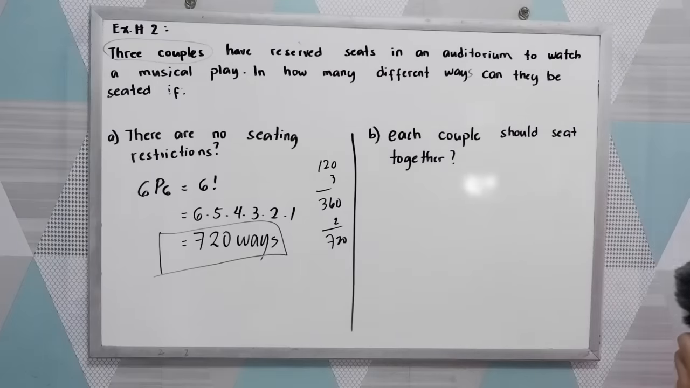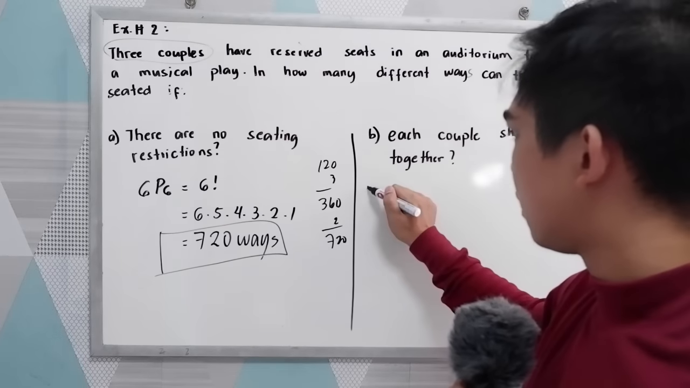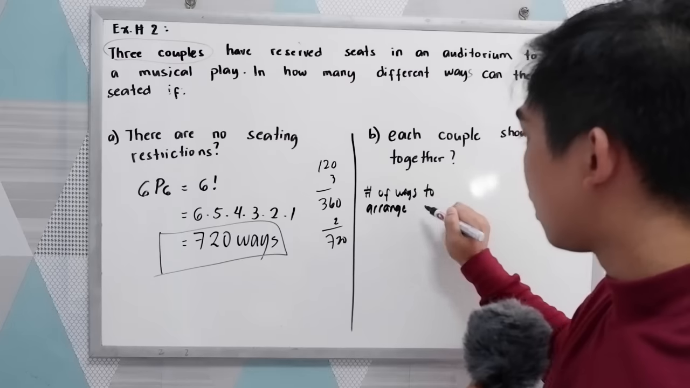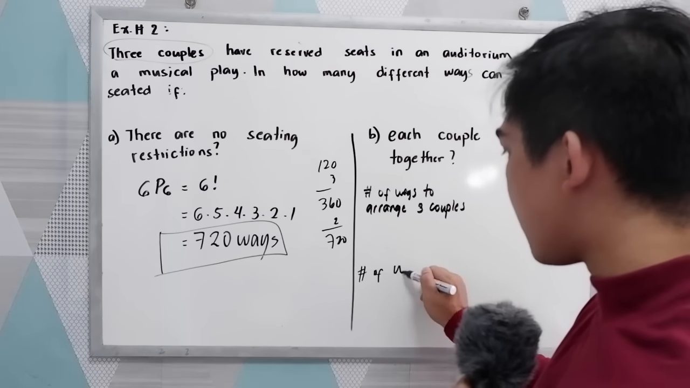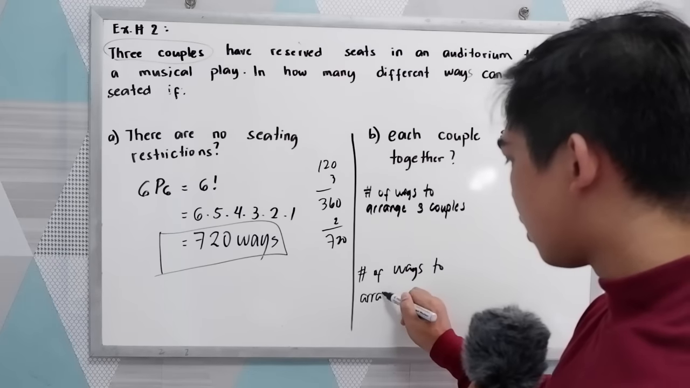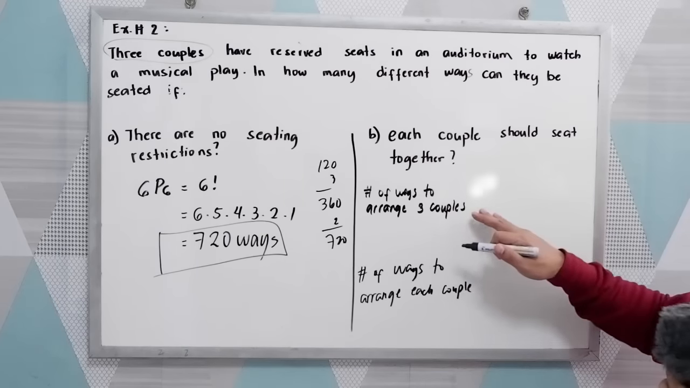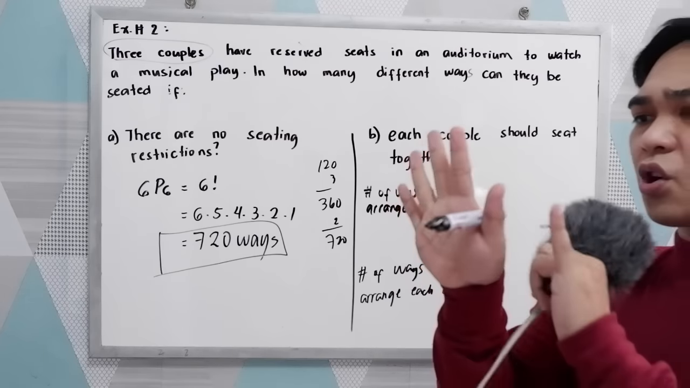Letter B, each couple should sit together. So study our restriction: couples must sit together. So we have three couples. First, the number of ways to arrange three couples. Then the number of ways to arrange each couple. So these will be the things that we need to consider. Each couple should sit together, so each couple must be seated beside each other.